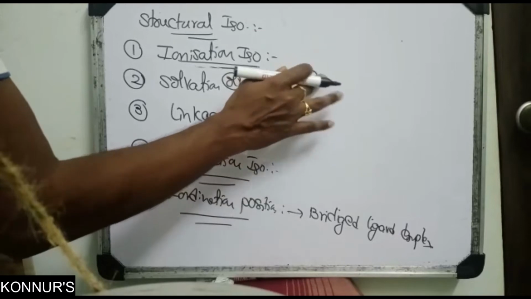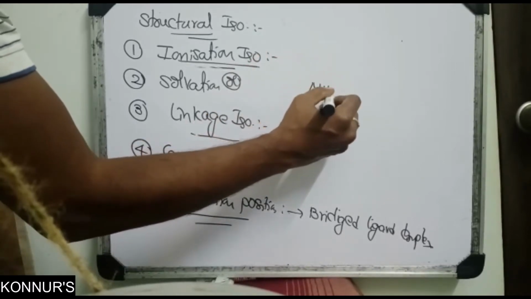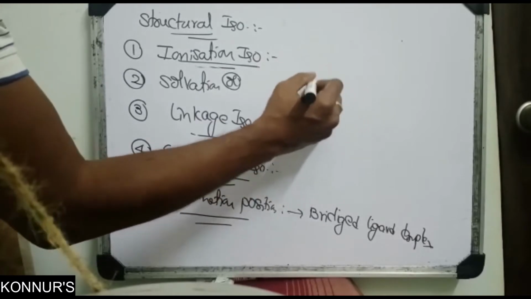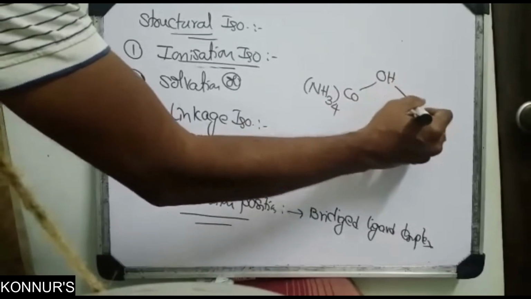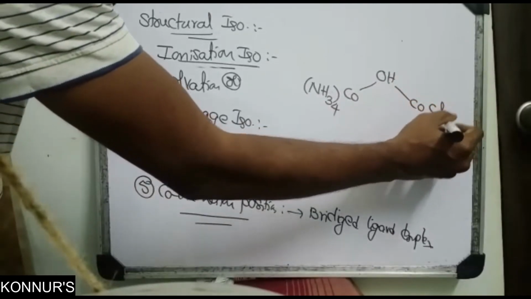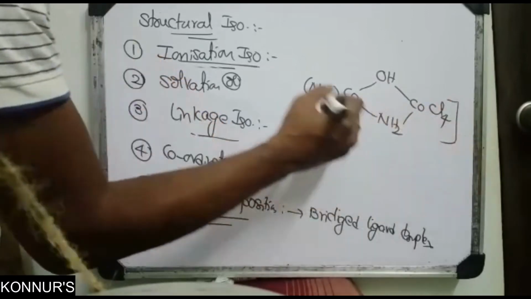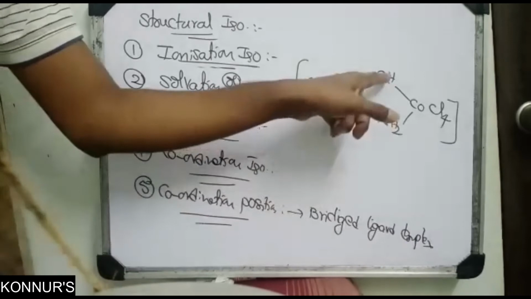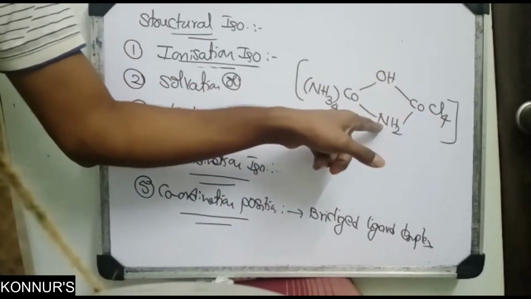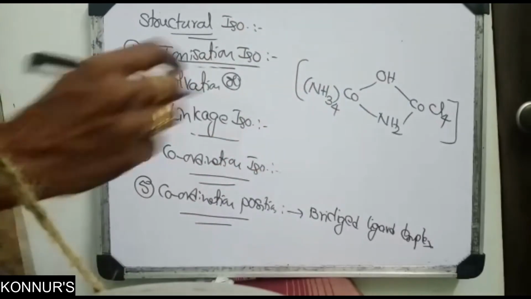CO(NH3)4 (CO)(OH)(CO)(Cl)4 NH2. See here, 4 negatives, here 2 negatives, total 6 negatives, plus 3 plus 3. It is balanced, no need.